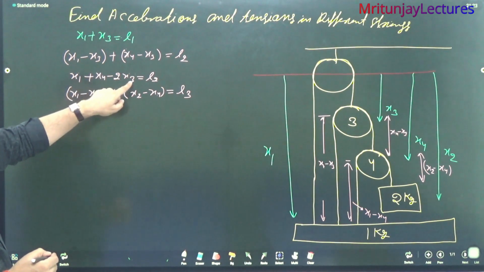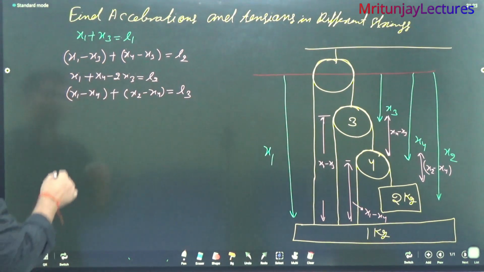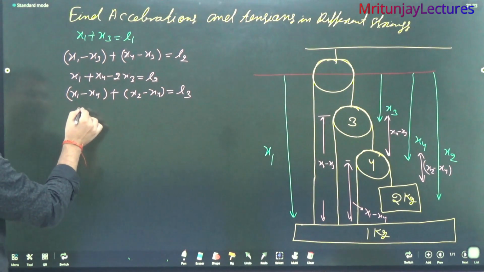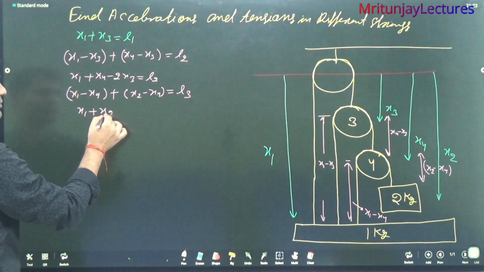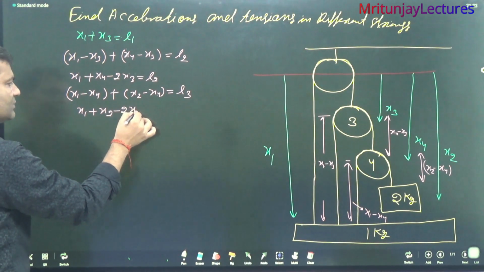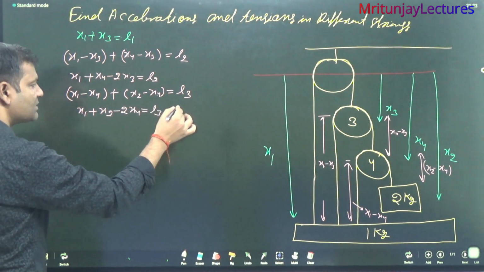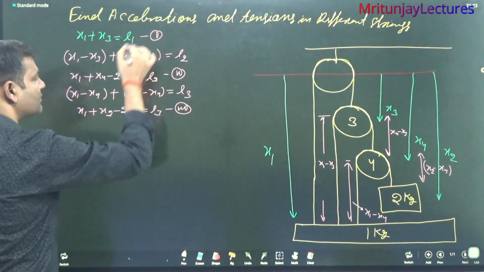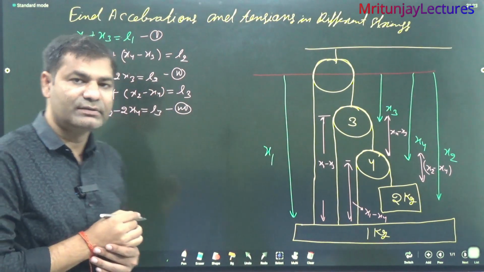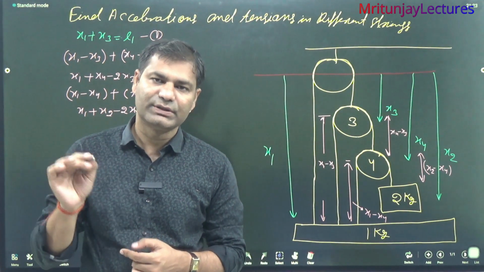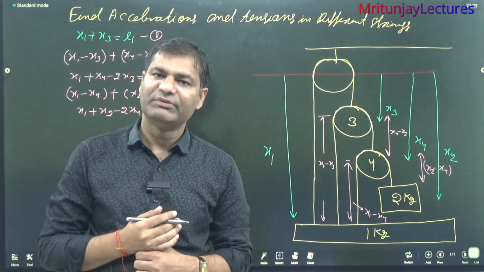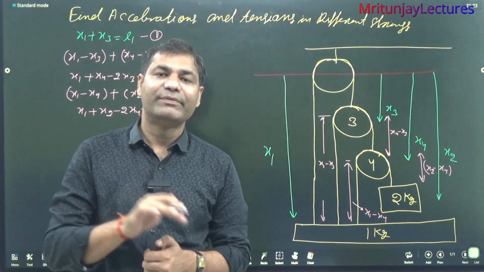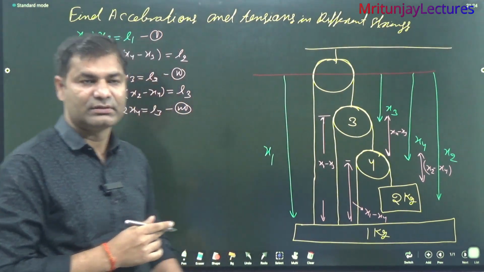Now the next target: x1 plus x3 equals L1, x1 plus x4 minus 2x3 equals L2, and x1 plus x2 minus 2x4 equals L3, equation number 3, equation number 2 and equation number 1. If you differentiate 1, 2, 3 with respect to t, then we get velocity. If you differentiate again, then we get acceleration.